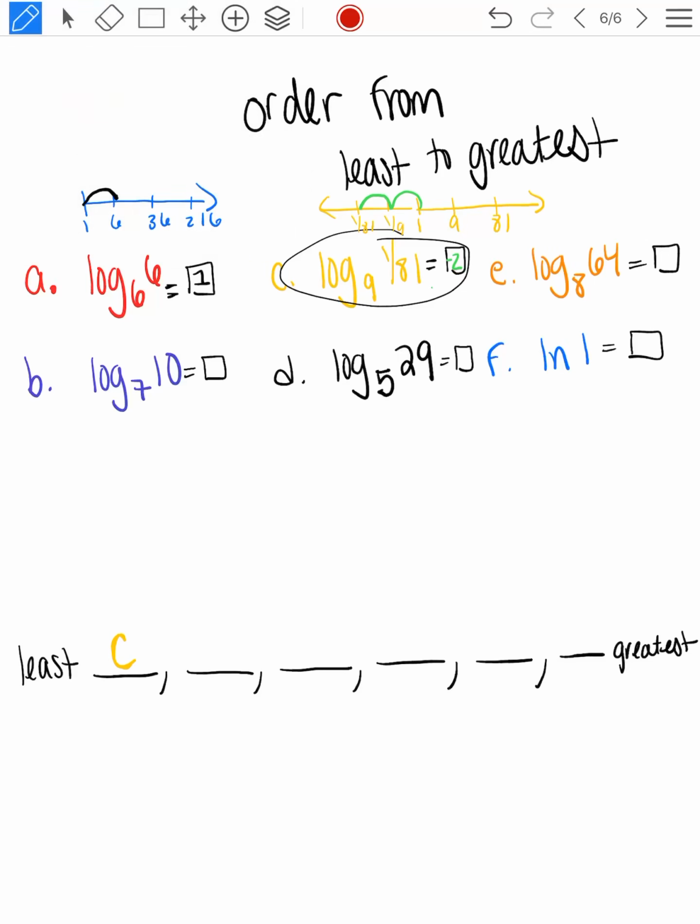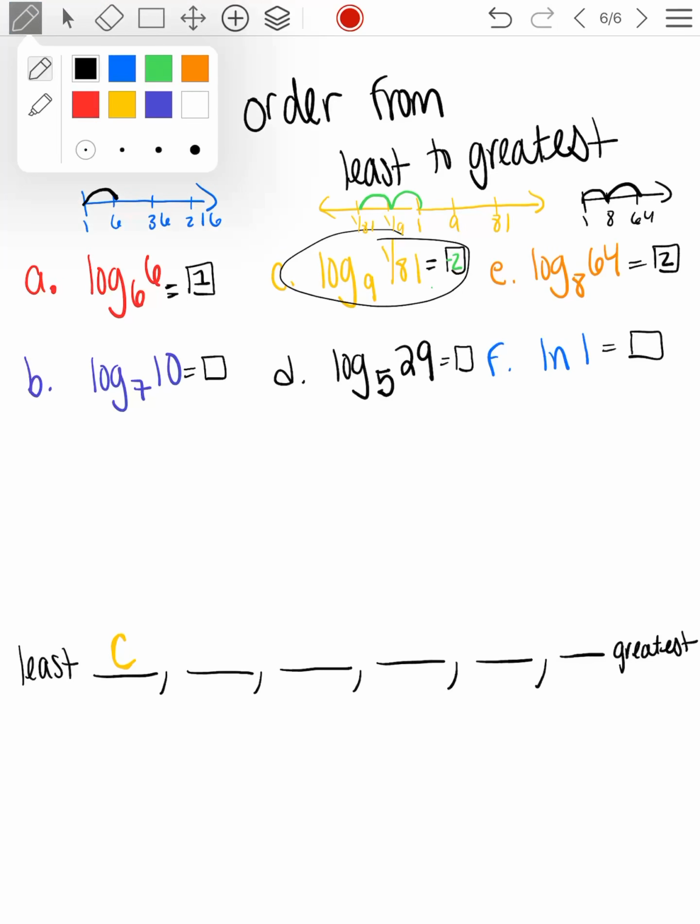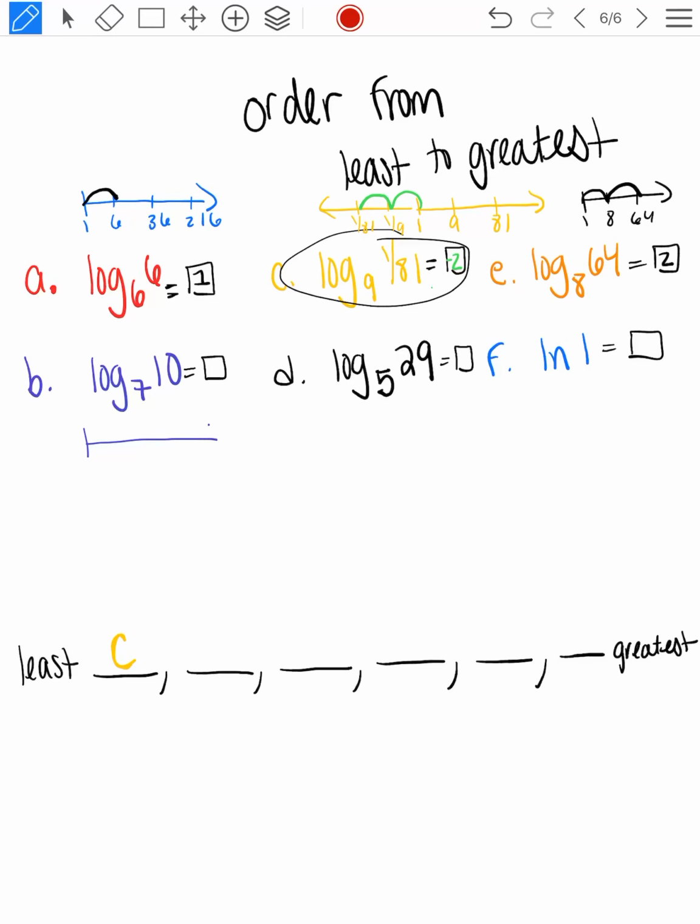Okay, let's keep going. Here, for this one, I'm going to make my number line starting at 1 and going by 8s. And I want to get to 64, which is 2 jumps. So there I have 2, which is bigger than 1. So right now I know E is bigger than A. Let's keep going to see what else we can learn.